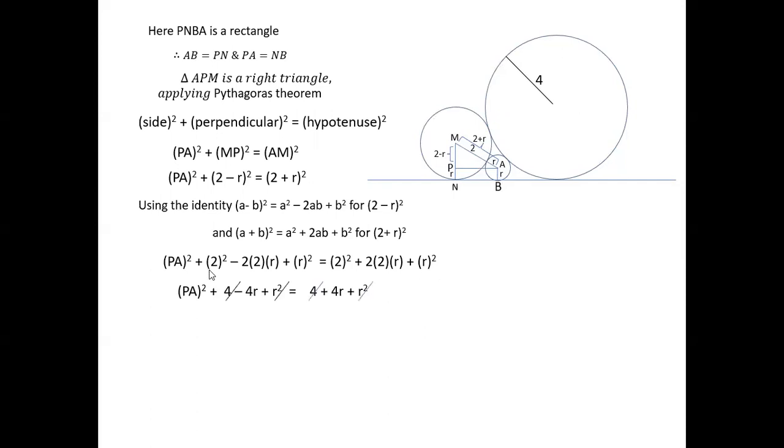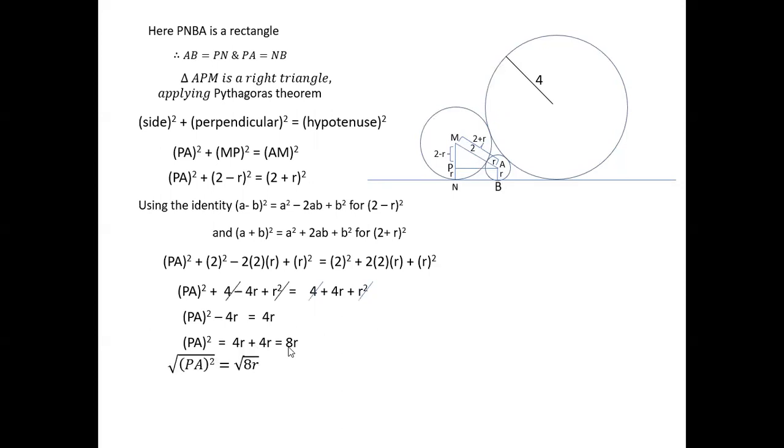Now let us take the squares. So this is 4, 4 minus 4R plus R square is equal to 4 plus 4R plus R square. 4 cancels, R square cancels. So PA square minus 4R is equal to 4R. Take this 4R on this side, it becomes 4R plus 4R. So PA square is equal to 8R. Now PA square is equal to 8R.